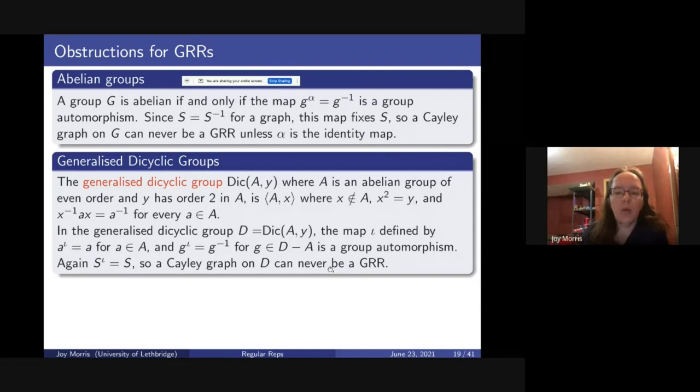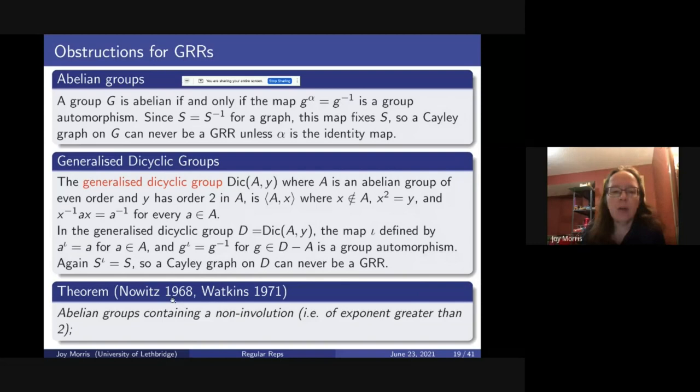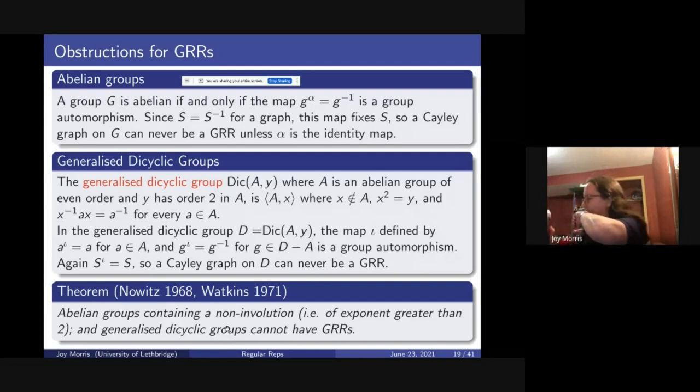So this was observed a long time ago. Lewis Nowitz in 1968 found one of these exceptions, and Mark Watkins in 1971 found the other. So abelian groups that contain a non-involution, in other words, have exponent greater than 2, are not elementary abelian 2-groups, and also generalized dicyclic groups cannot have GRRs because they always get these extra automorphisms.